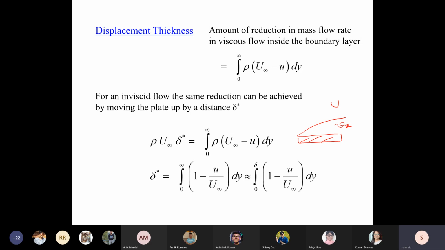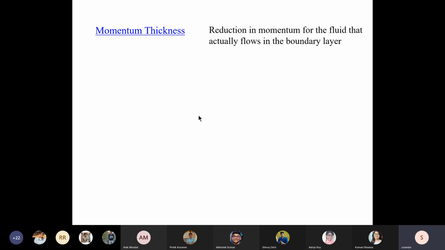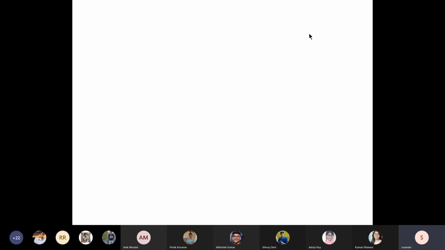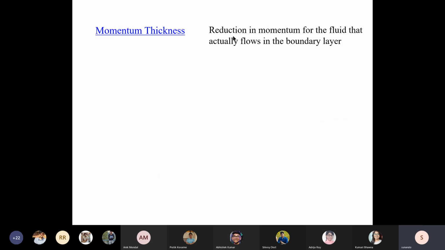All right, and there's one more thickness which has been used in the literature of boundary layer. I will talk about that now, which is known as the momentum thickness. Since displacement thickness is the reduction in mass flow rate, of course the momentum thickness has to be the reduction in momentum flow. So what is the definition of momentum thickness? It is the reduction in momentum of the fluid that actually flows in the boundary layer.